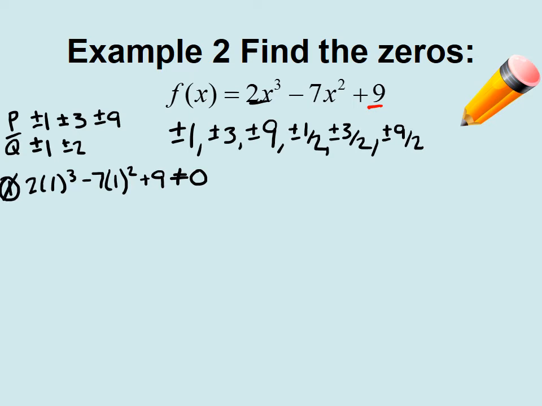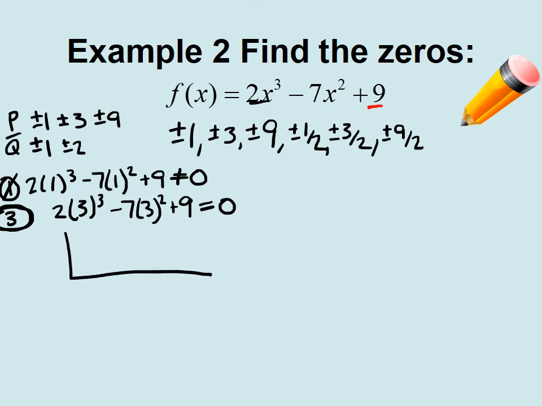Let's try plugging in the value 3. I'm just going to go down the line here. If I plug in 3, here I end up with 2 times 27 minus 7 times 9 plus 9. If I plug that in correctly, I do equal 0. So 3 is my hint, as it is the first 0 that I've found.